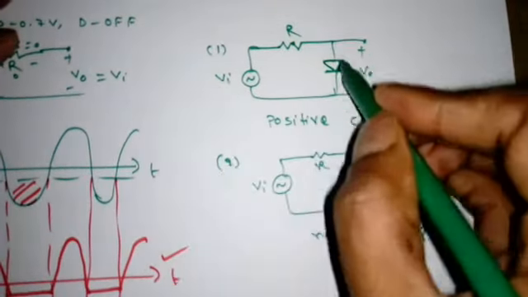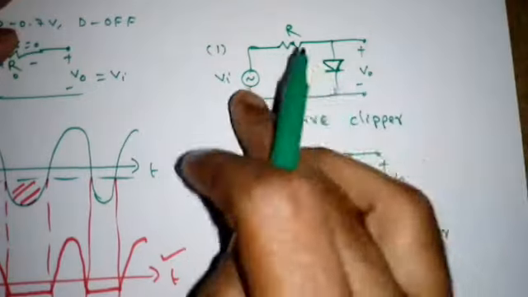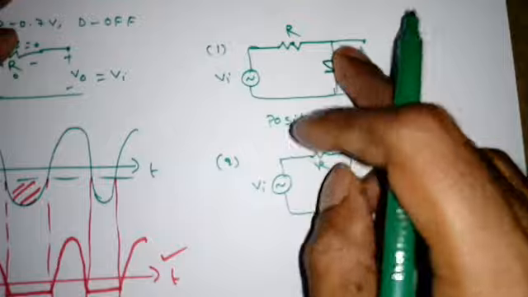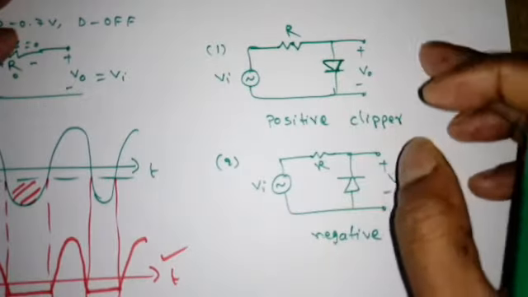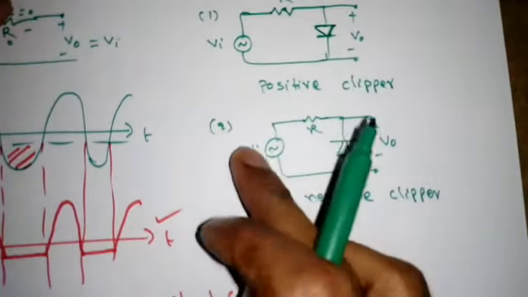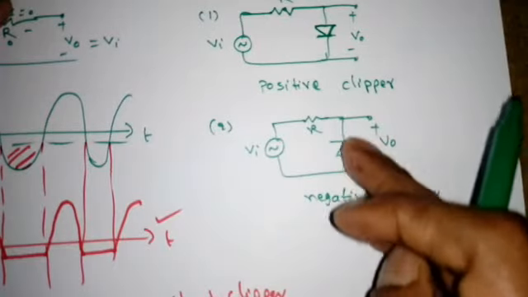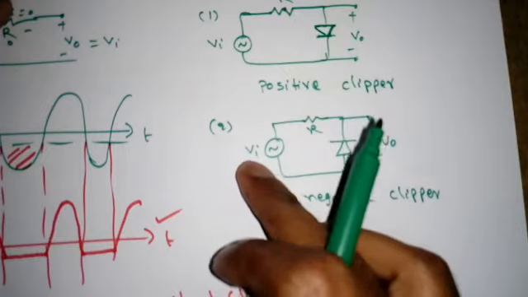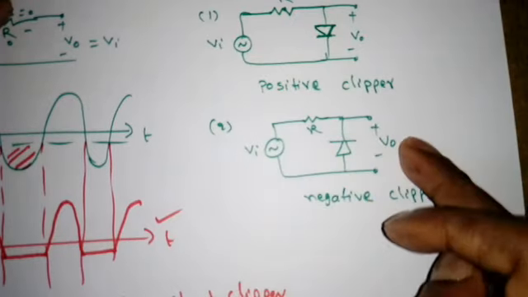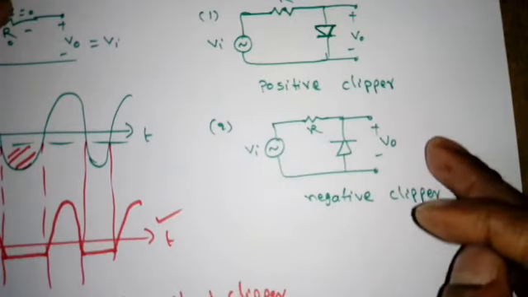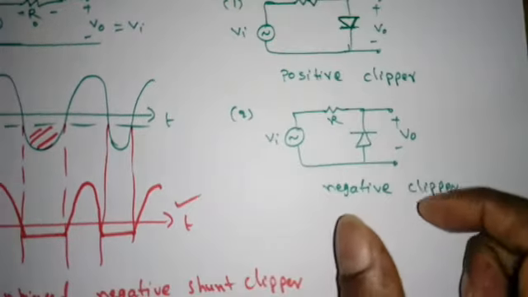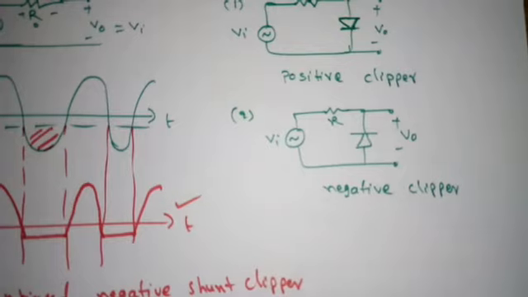When Vi is greater than 0, short circuit, V0 is equal to 0. That means it is clipping the positive half cycle. When Vi is less than 0, open circuit, so V0 is equal to Vi. So it is allowing the negative portion. Similarly, when Vi is less than 0, it will become short circuit. That means it is not allowing the negative portions. When Vi is greater than 0, open circuit, V0 is equal to Vi. So it is allowing only the positive half cycles. So that's why it is clipping the negative portion. That's why it is called negative clipper, right?